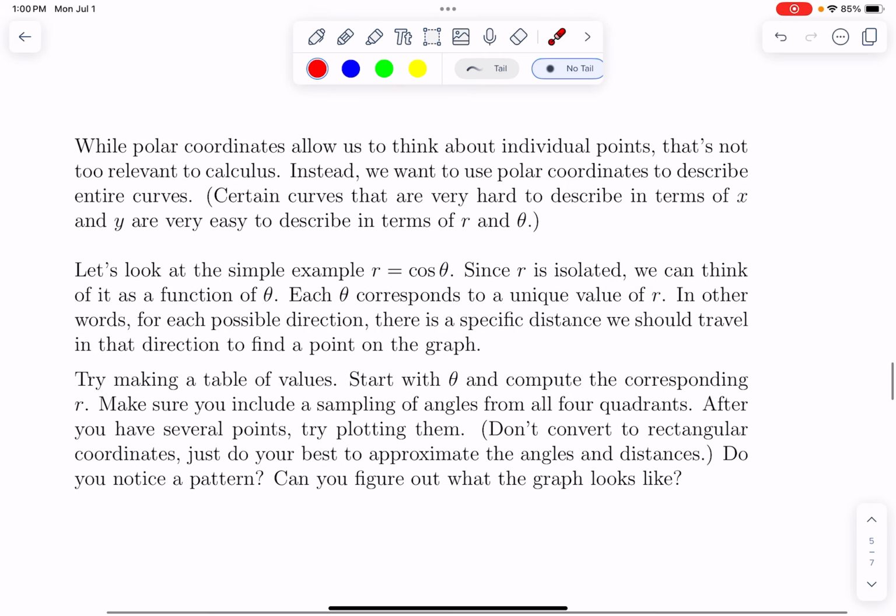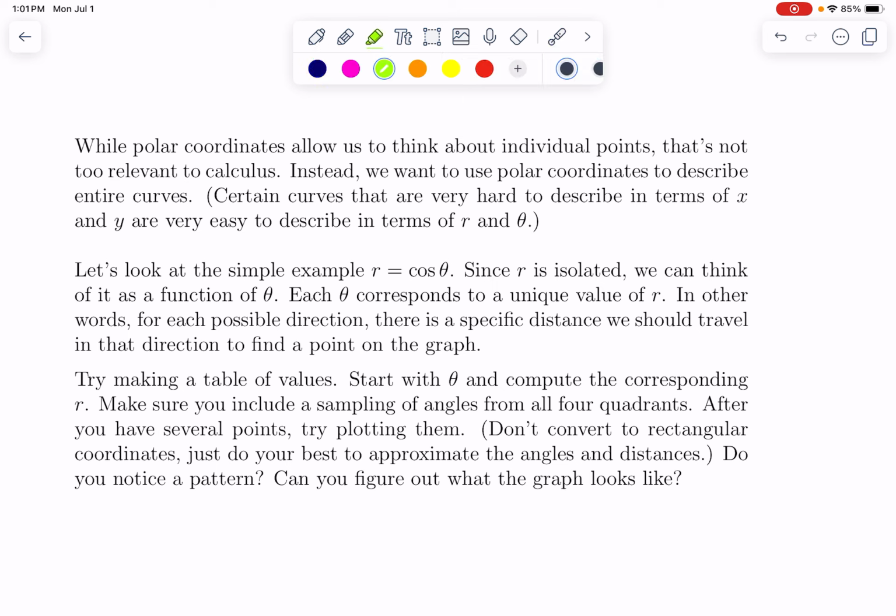Now, polar coordinates help us think about individual points, but that's just not going to help us do calculus, right? In calculus, we want to think about functions and curves and all of that stuff. So we can apply this to talk about curves. And we're going to talk about curves in ways where maybe x and y are not as helpful as r and theta. So let's look at a very specific example. r equals cosine theta.